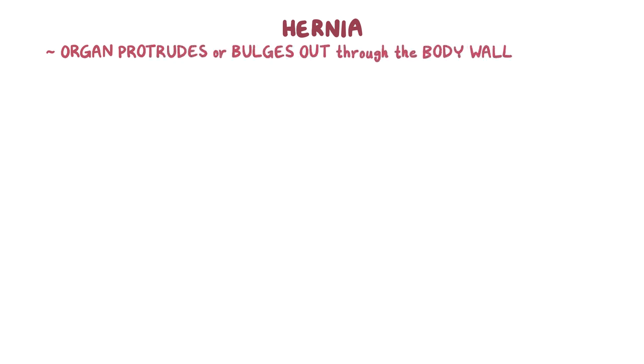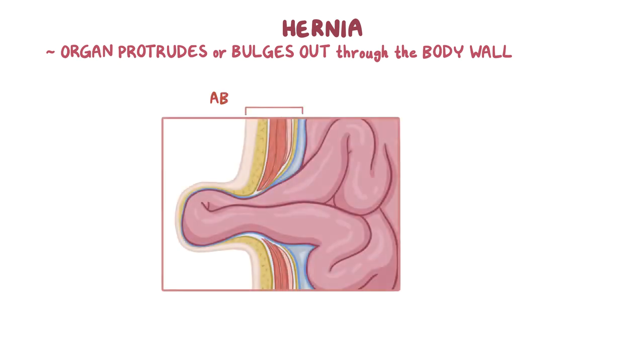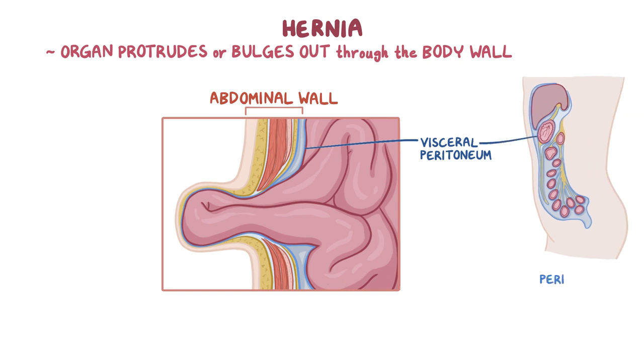A hernia is when an organ protrudes or bulges out through the body wall that normally contains it. So, an abdominal wall hernia is when an organ protrudes through the abdominal wall, which is made up of a few layers. The deepest layer is the visceral peritoneum, which covers many of the abdominal organs and lines the peritoneal space. That layer wraps around to form the parietal peritoneum.